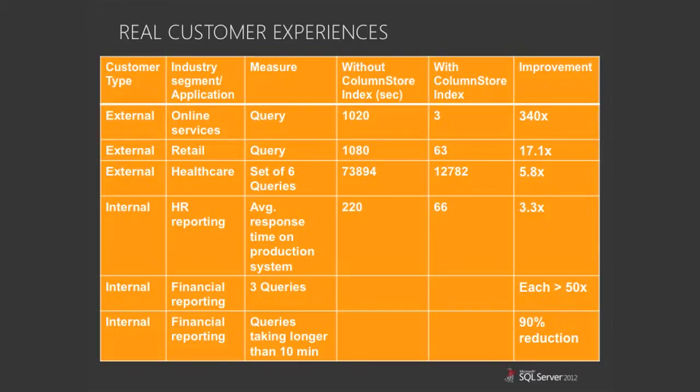In some of their internal testing, they found that 3 of their most long, painful reporting queries are now 50 times faster using ColumnStore indexes. And in that testing, they found that for queries that used to take longer than 10 minutes, they saw a 90% reduction in the number of those queries, and the ones that they did see were just barely over 10 minutes. So these are some huge gains on real customer workloads.